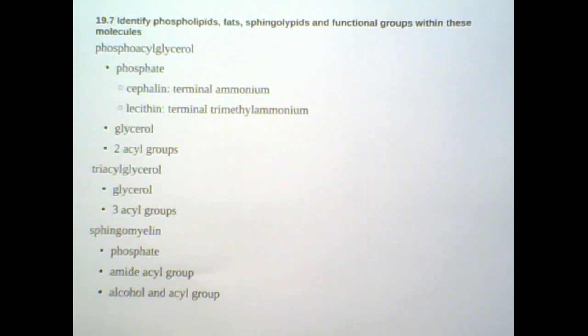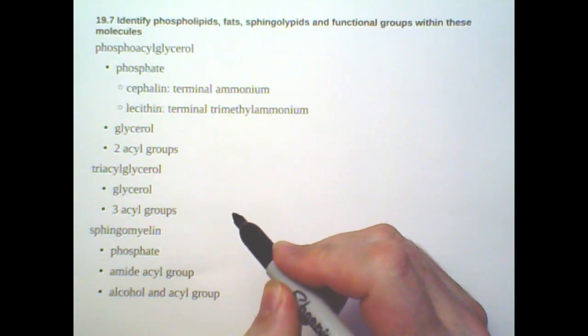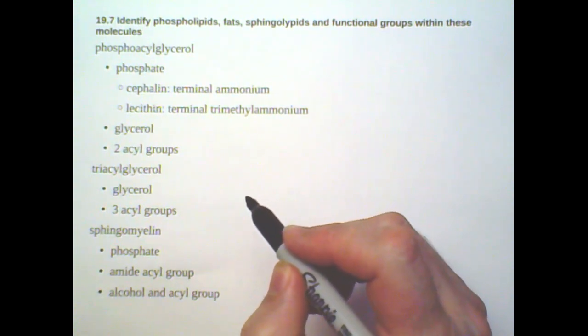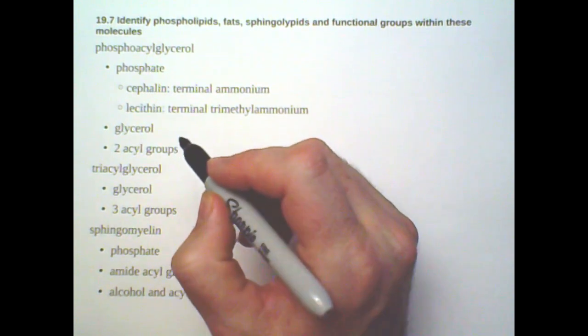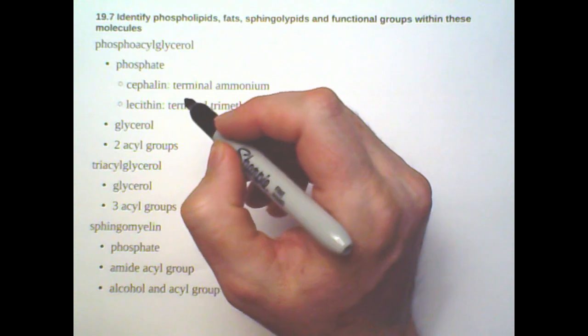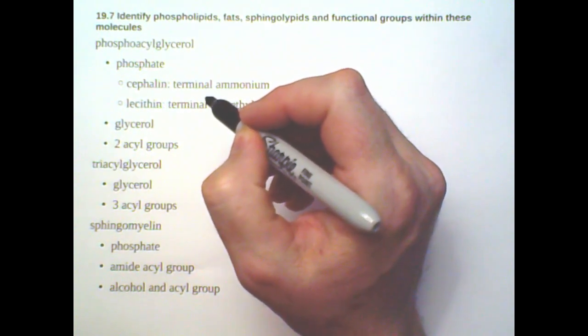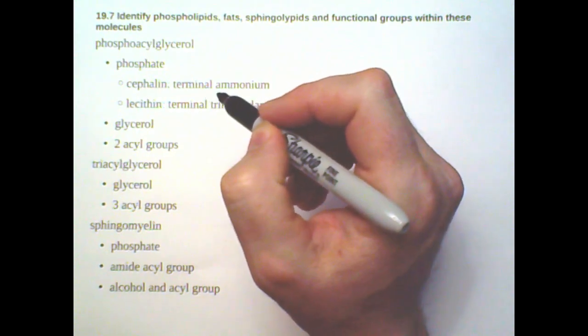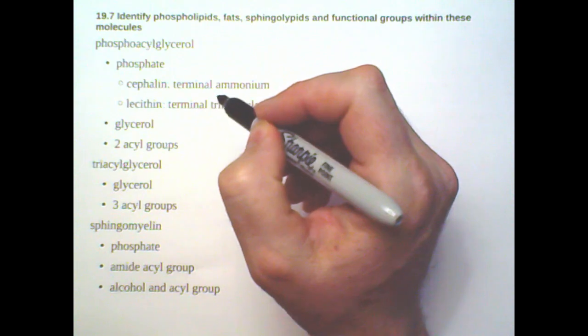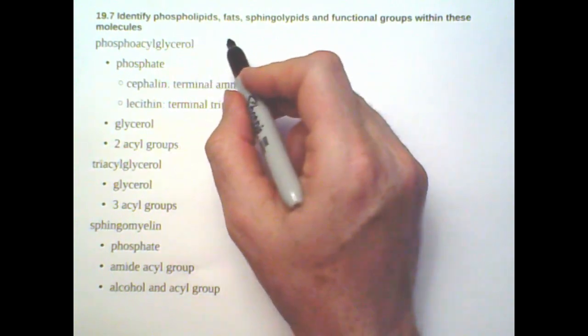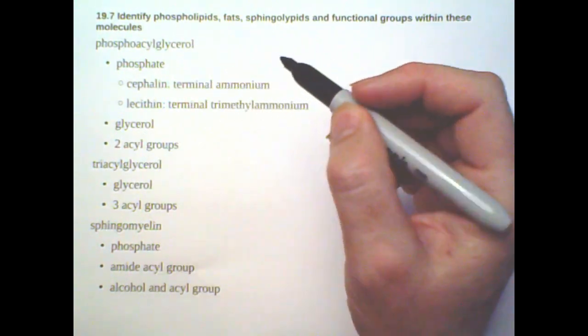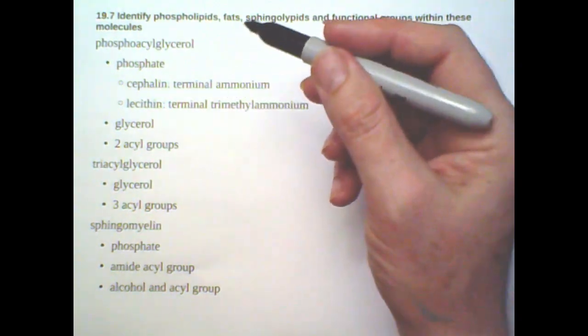Alex has some questions that ask you to identify phospholipids, fats, sphingolipids, and functional groups within these molecules. And it's not that the names of these molecules are so terribly important that you know, but I'm hoping you will see how learning functional groups has helped prepare you to understand more biochemistry, because these are all important molecules in our cells. So there are some facts about them.